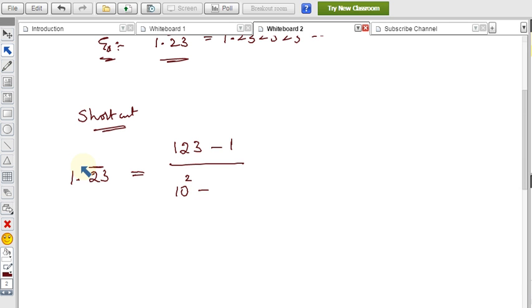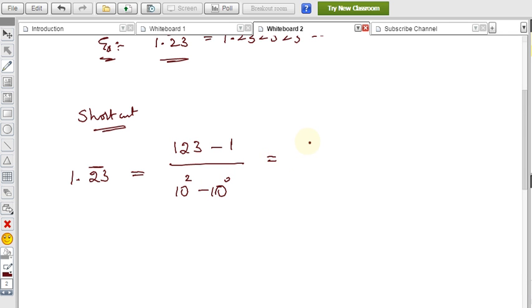Number of digits after the decimal is 2, minus again 10 to the power number of digits after the point which are non-recurring. There are 0 because nothing is there, right? After the point, 2 and 3 both are repeating, so 10 to the power 0. Now this you can simplify.